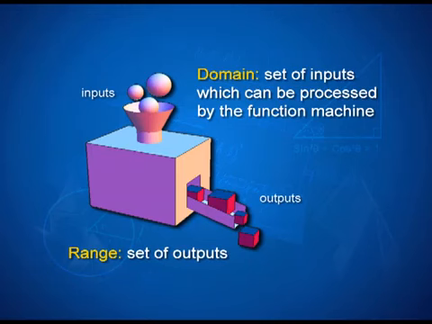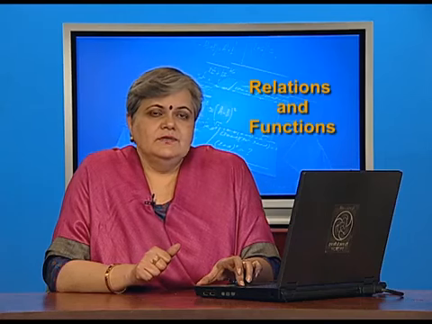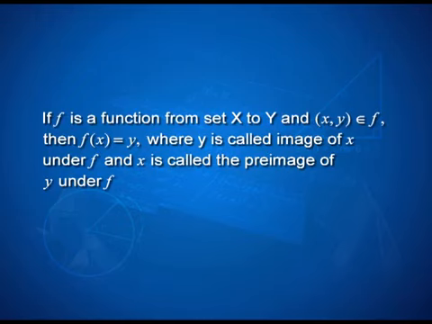set of outputs. And so, if f is a function from set X to Y and the ordered pair (x, y) belongs to f, then y is f of x and y is the image of x under f. X is also called the pre-image of y under f.